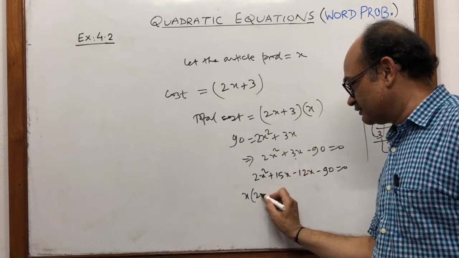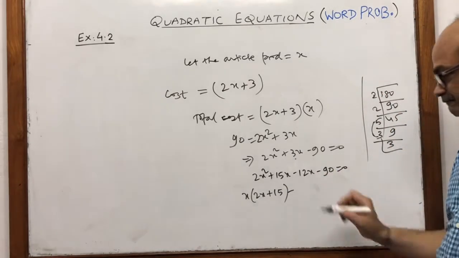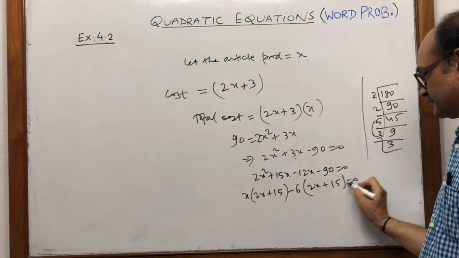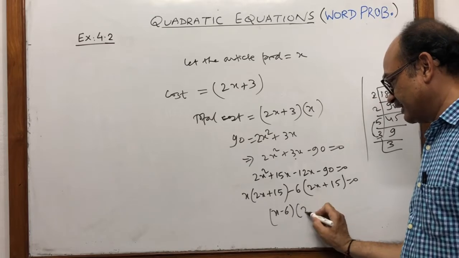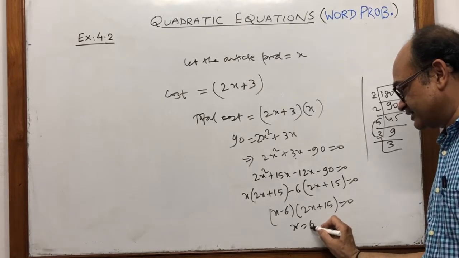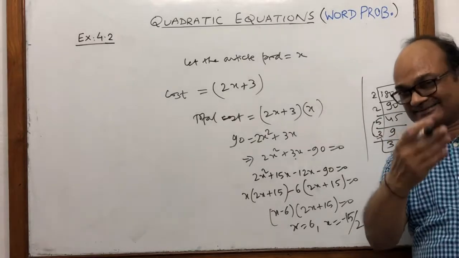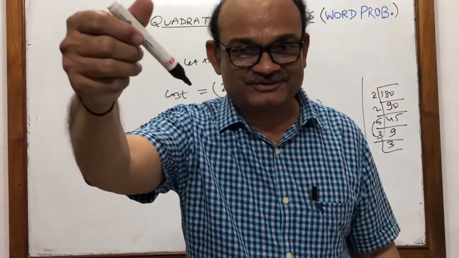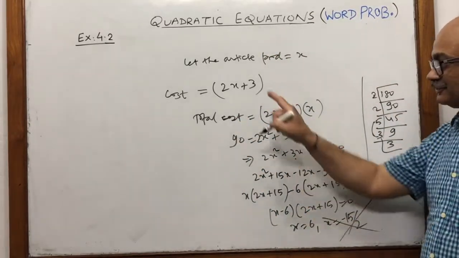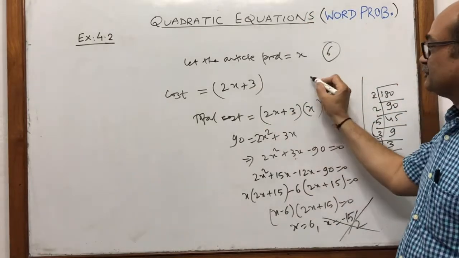Factorize. x common, 2x plus 15, minus 6, 2x plus 15. Hence, x minus 6 and 2x plus 15 are the two factors. So the answer: x equals 6 or x equals minus 15 by 2. Minus the cost of your pen, the pen cost minus rupees, impossible. So reject this negative answer. x equals 6. It means the number of articles produced is 6 and each article costs 15 rupees.